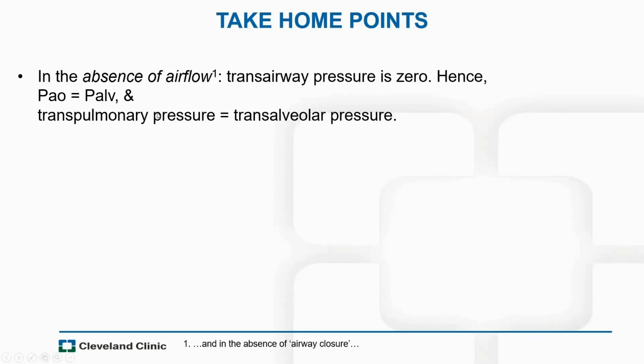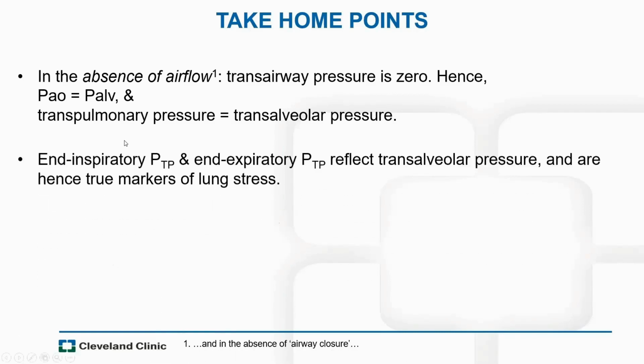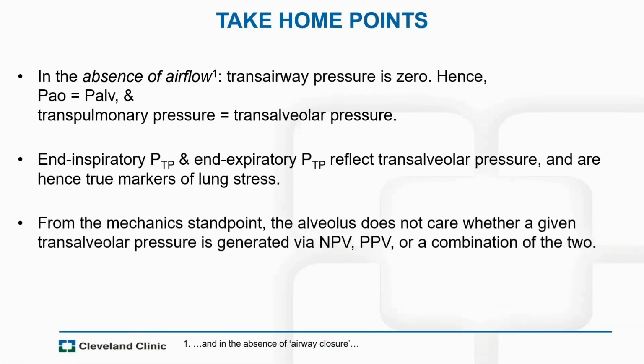Also, the transpulmonary pressure then becomes a reflection of transalveolar pressure, and this is why clinically we can use transpulmonary pressure to determine lung stress in zero flow conditions. And this is how we do it. We can check end inspiratory or end expiratory transpulmonary pressures, like I described in the examples before, and these reflect transalveolar pressure and are hence true markers of lung stress. From the mechanics standpoint, the alveolus does not care whether a given transalveolar pressure is generated by a negative, positive, or a combination of two.